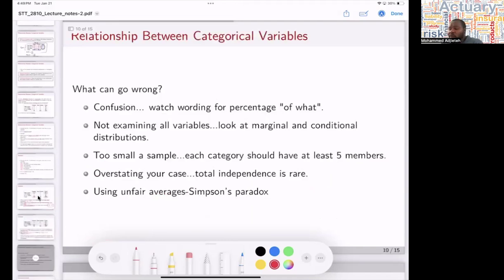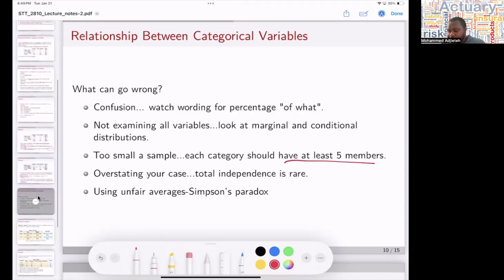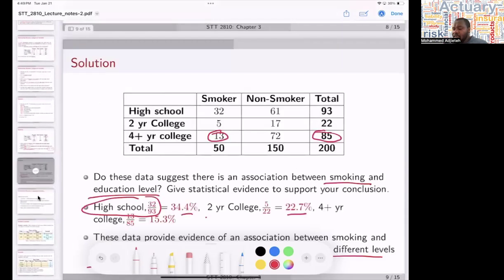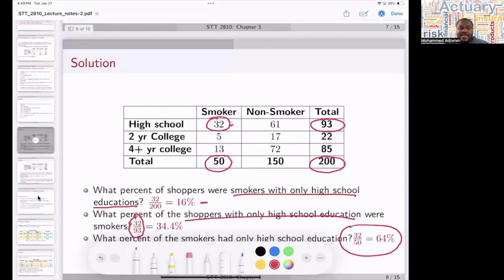The thing that we have to be very careful about is that we have to understand the wording. What denominator are we using? And then also we have to make sure that we examine all the variables, and look at both the marginal and the conditional distribution. And for now, we also need to have in mind that each category should have at least 5 members. And then we'll talk about Simpson's paradox next. So let's get to StatCrunch and load this data.